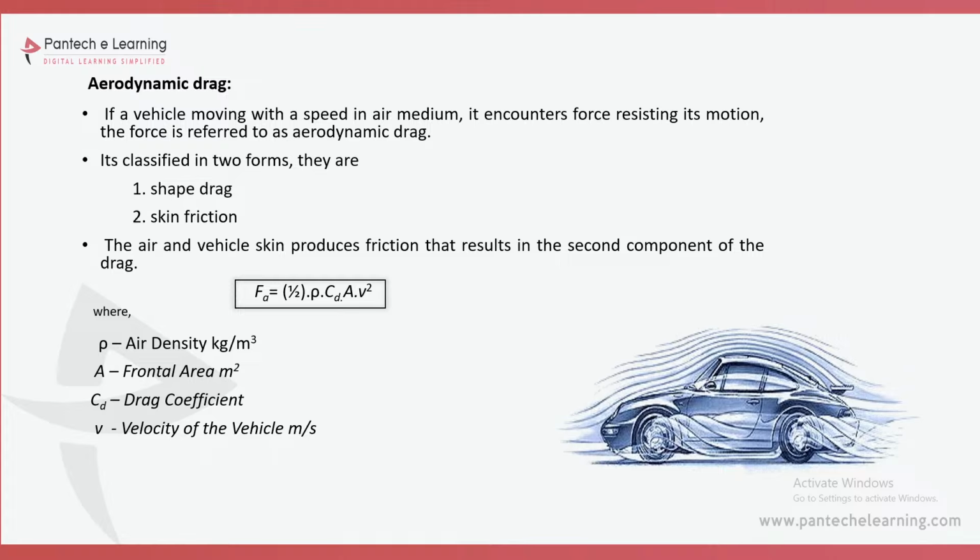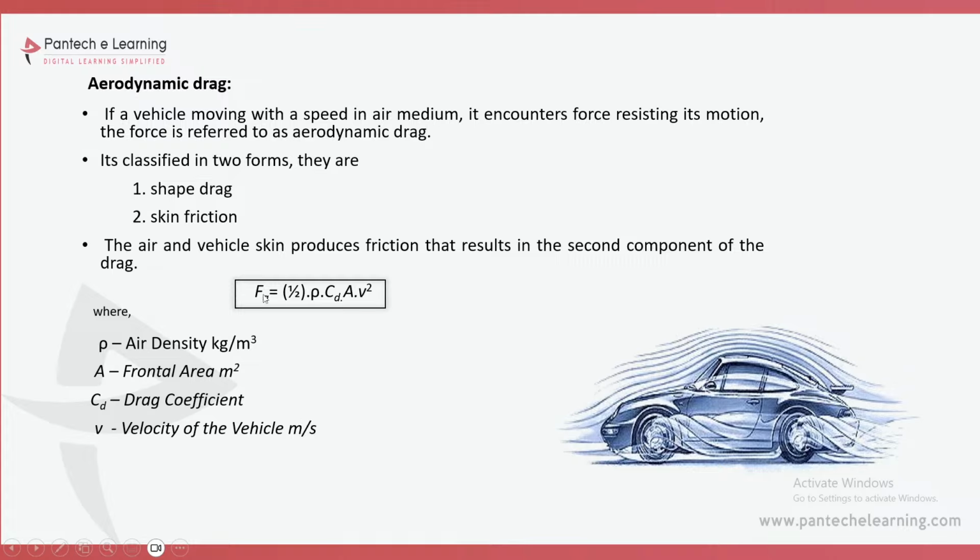Next is the frontal area: what is the frontal area of your designed vehicle? That value you have to put. Then the drag coefficient; here also we have the drag coefficient, and in the next slide I will show the drag coefficient. Finally, V is the velocity of the vehicle. You have to substitute it in meter per second, because this is the unit you have to use.